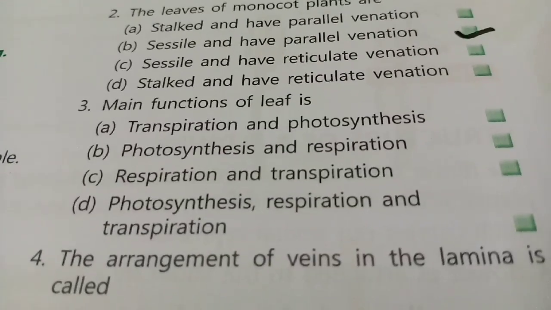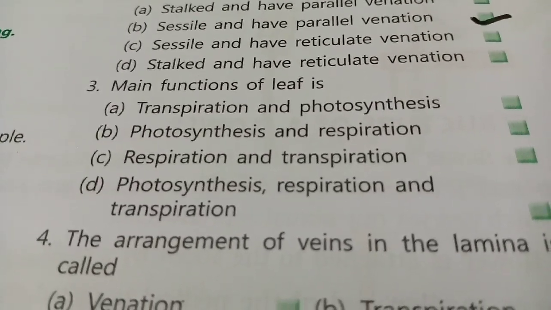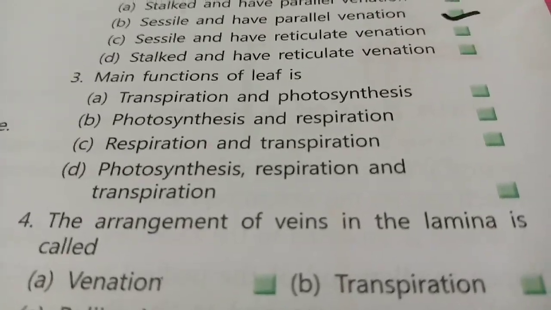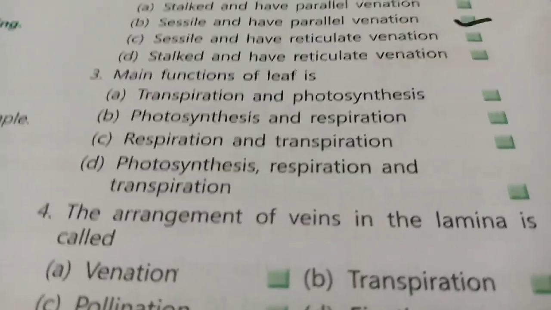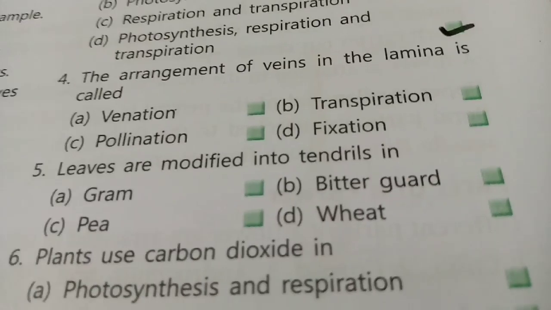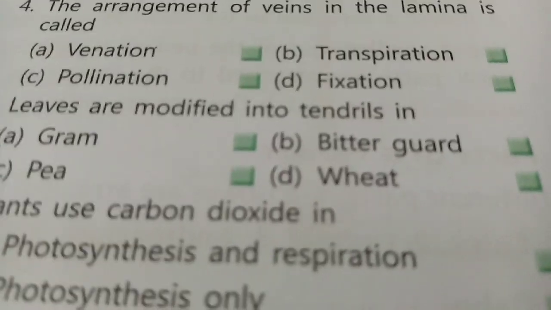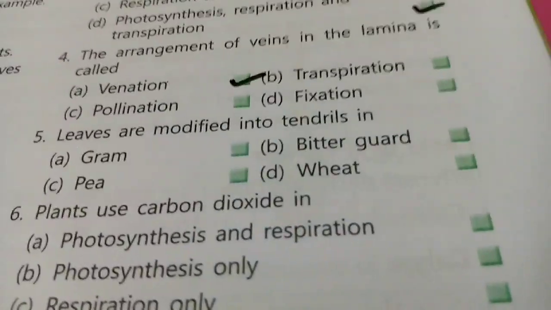And third question, the main function of leaf is. First A, B, C options have only two functions. But you know that leaves have three functions: photosynthesis, respiration and transpiration. So option D is the answer of question number 3. Now fourth question, the arrangement of veins in the lamina is called, option A, venation.